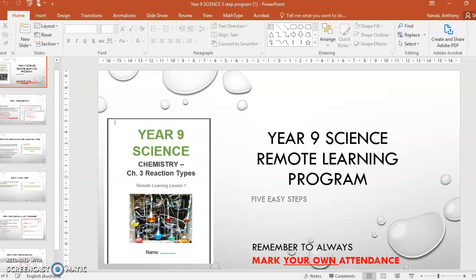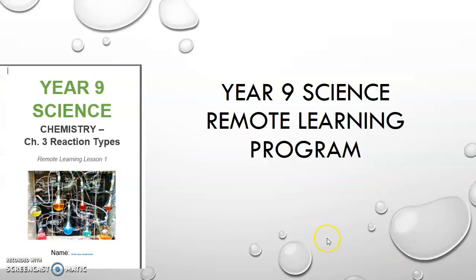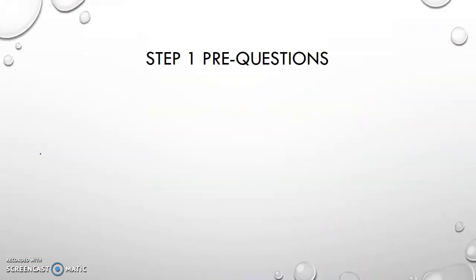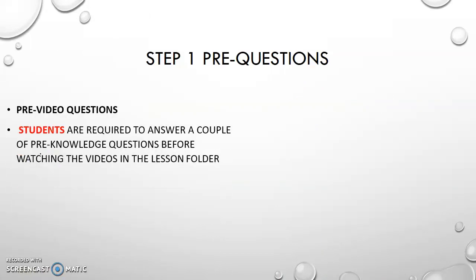Remember, that was on the class page. That quickly summarizes those 5 steps. So let's go through that again. So 5 easy steps. Don't forget to always mark your own attendance. Step 1 is the pre-questions. You are required to answer a couple of questions.